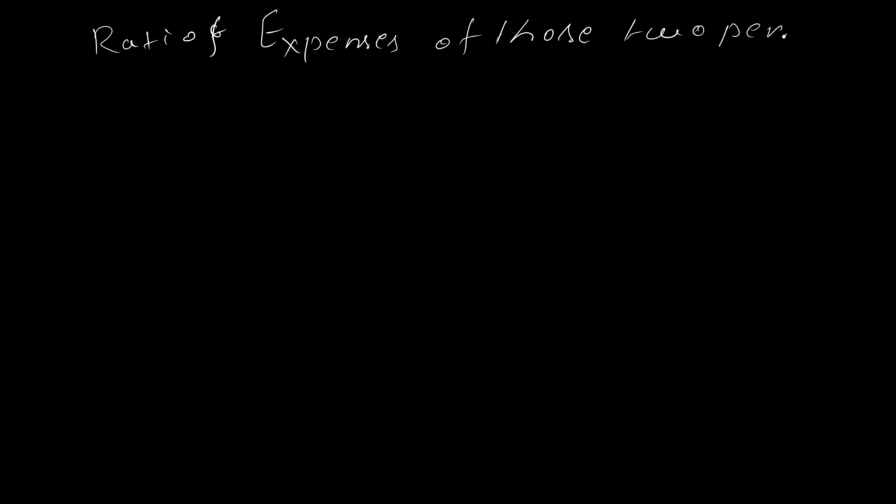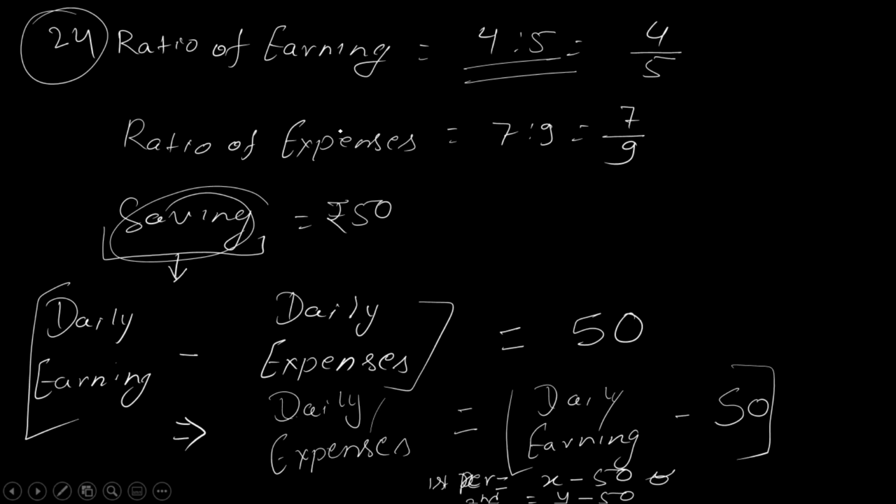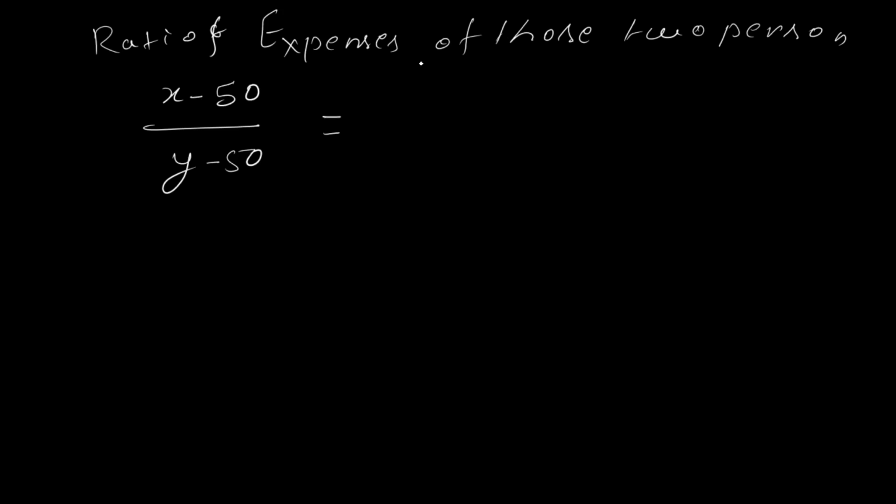So ratio of expenses of those two persons, x minus 50 divided by y minus 50 equal to, they have given you, see, ratio of expenses how much, 7:9. So 7 डिवाइड बाय बेटा 9.